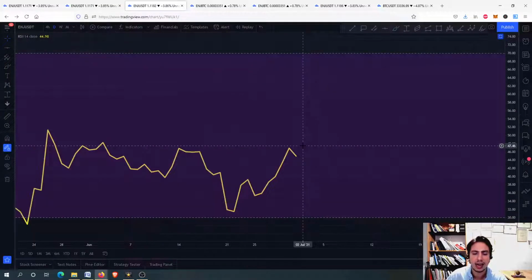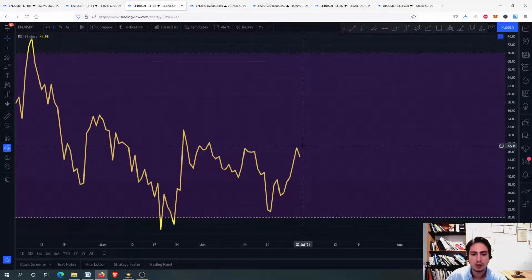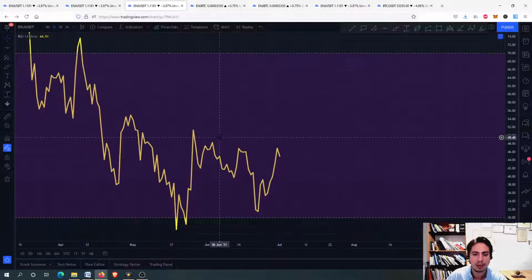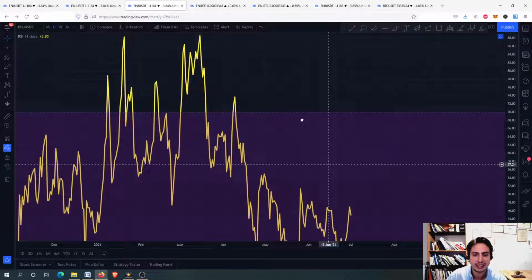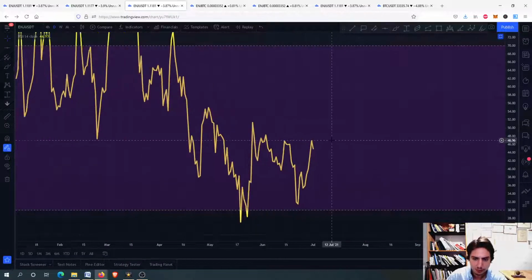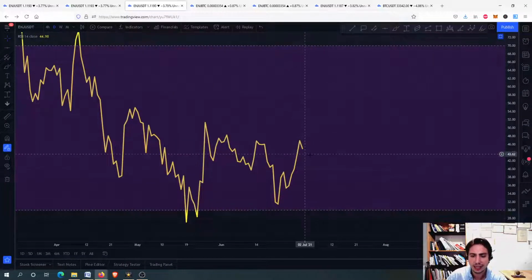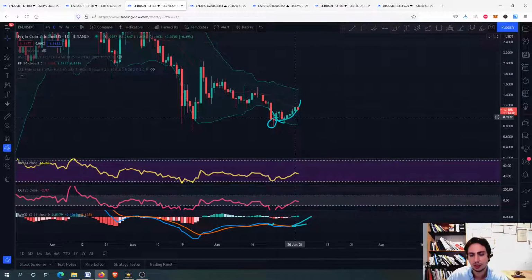Same here for the RSI as well. We are not having yet a high pattern. You can see the RSI is declining all the day. And of course, we want to see whether we can have a high pattern and go above the 70 in the daily frame. This will be very good, of course, for ENJ.